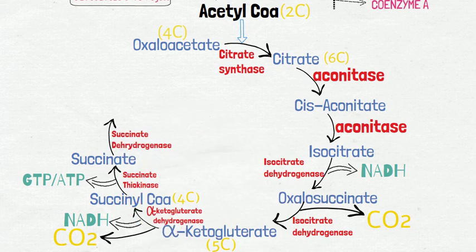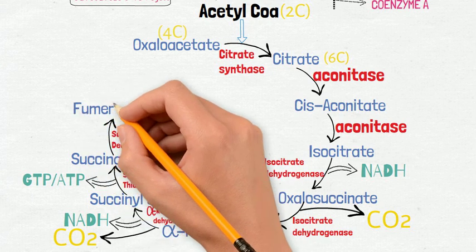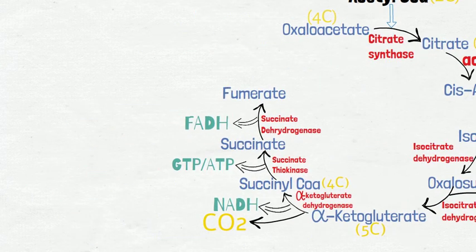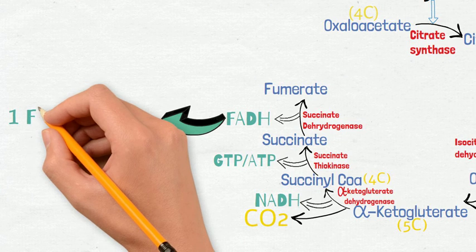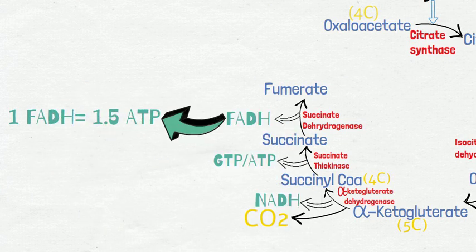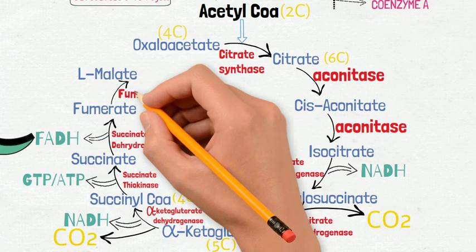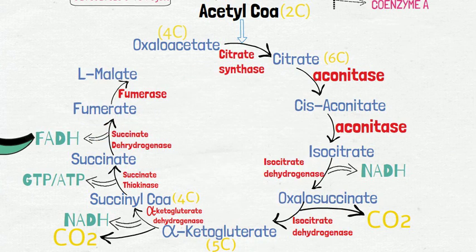Succinate is oxidized by succinate dehydrogenase to form fumarate. In this process, FADH2 is released. FADH2 is equivalent to 1.5 ATPs. Fumarate is converted to malate by fumarase. Malate is oxidized to oxaloacetate by malate dehydrogenase. Again, NADH is released. This oxaloacetate is regenerated, can combine with another molecule of acetyl-CoA, and the TCA cycle continues.